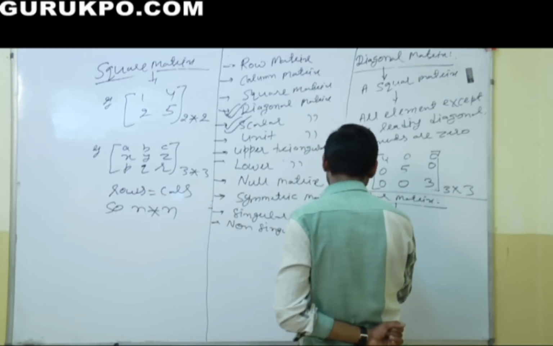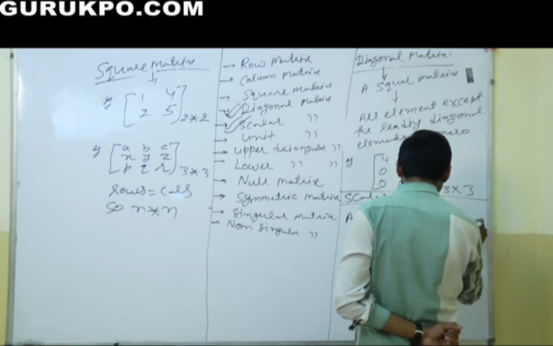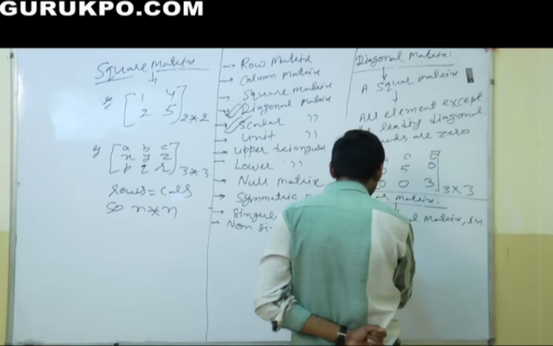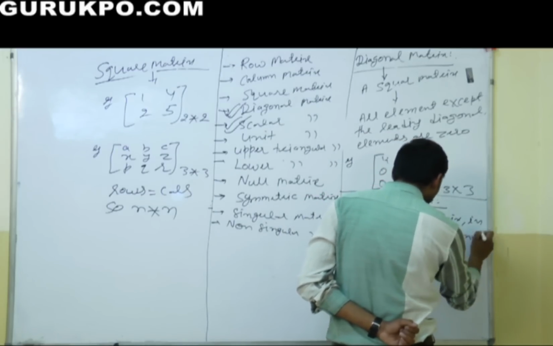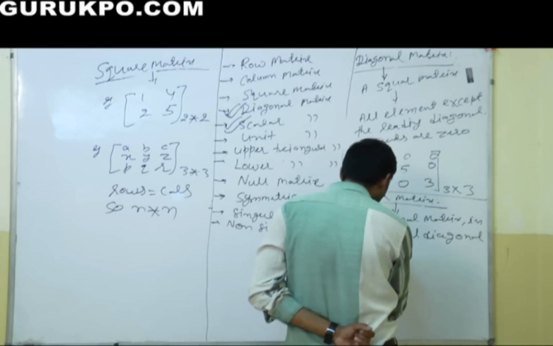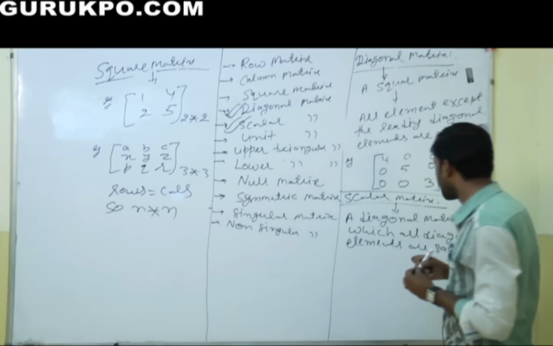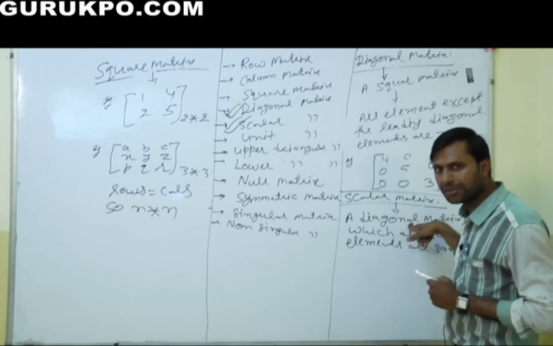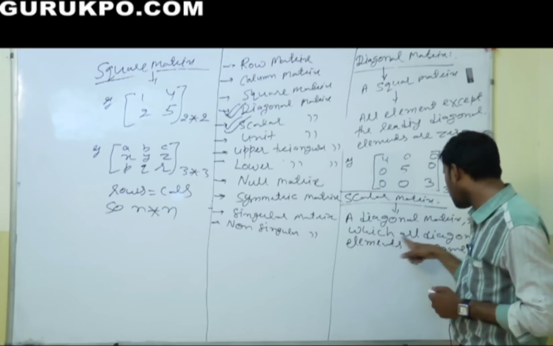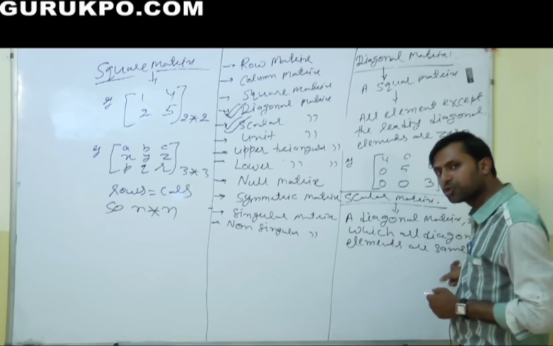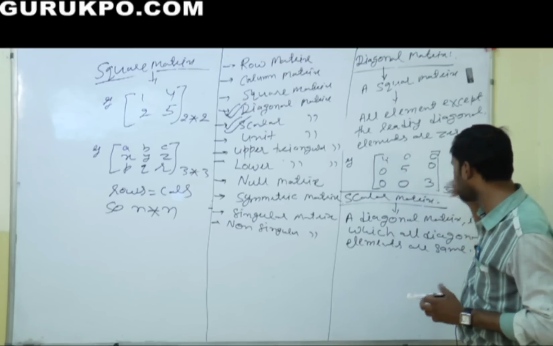So what is a scalar matrix? A diagonal matrix in which all diagonal elements are the same. What is the difference? It is also a diagonal matrix, but in the diagonal matrix there may be anything on the diagonal, whereas here all diagonal elements are also the same. Like here it is 4, then here it may be 4 and here 4.